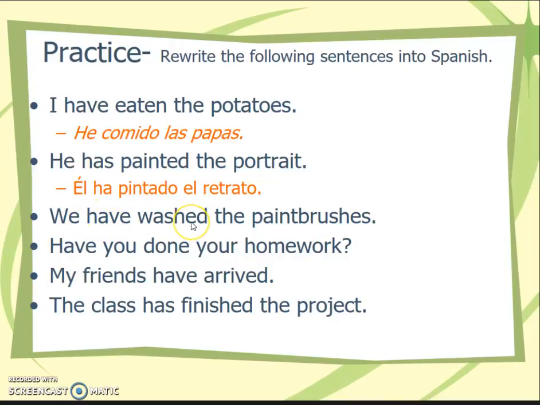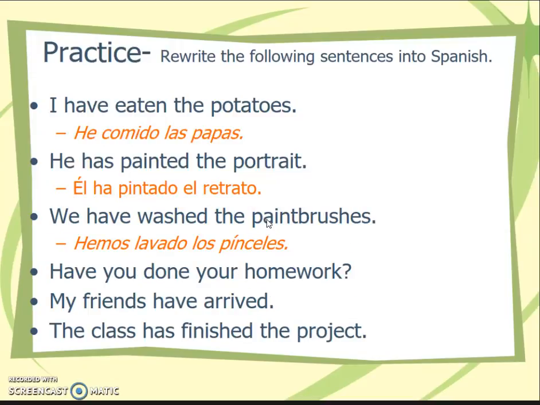And then to wash is lavar. So hemos lavado los pinceles. And pincel is a paintbrush. So have you done your homework? So to do your homework would be hacer la tarea.